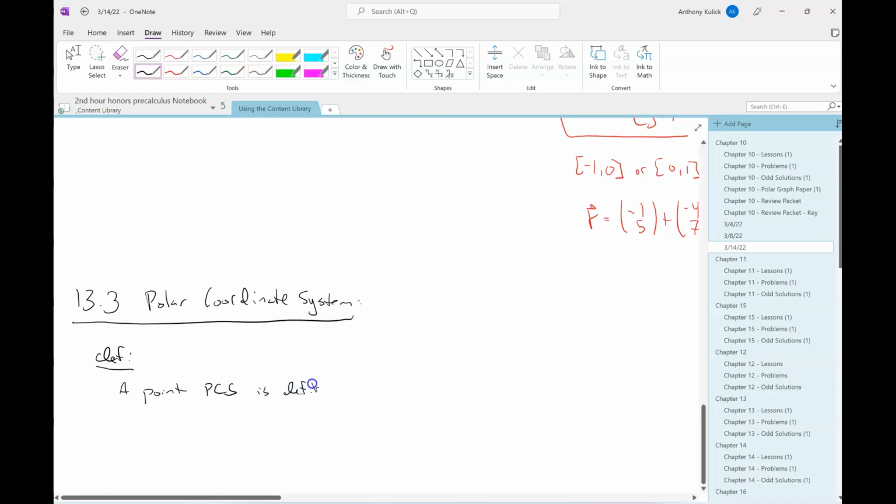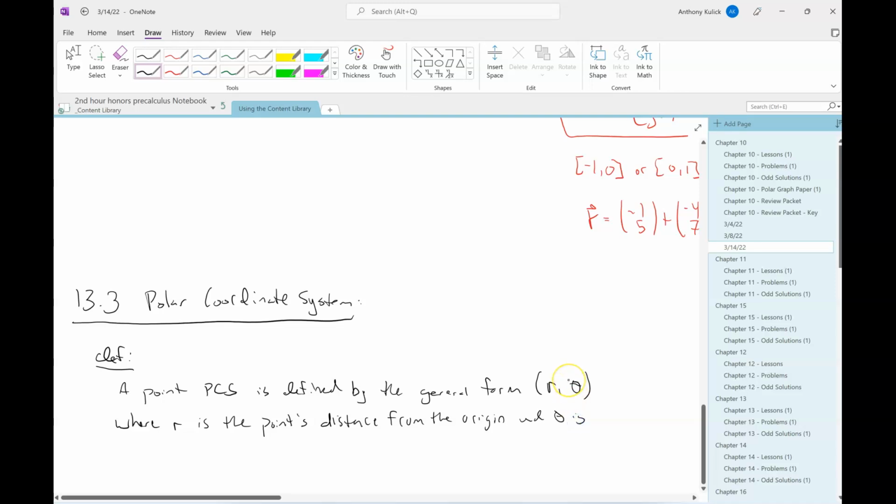A point in the polar coordinate system is defined by the general form r comma theta, where r is the point's distance from the origin, and theta is the measure of the angle that gives the terminal side for the point's direction.